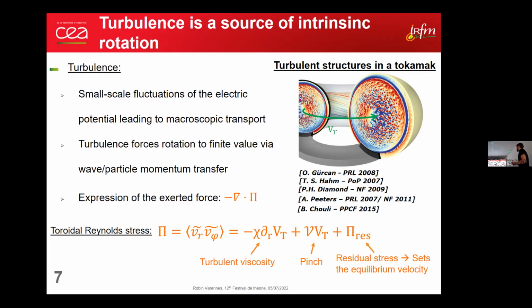You can also write a force that is exerted by turbulence on the toroidal velocity, which is basically the divergence of the toroidal Reynolds stress. Once again, a lot of people have already worked on this, some of them in this room actually, who showed that this Reynolds stress, which is the correlation of the fluctuations of the radial velocity and the toroidal velocity, can be expressed as a three-term expression.